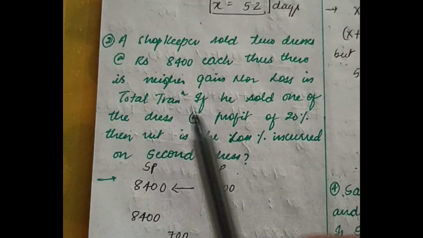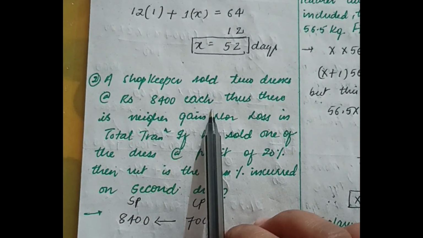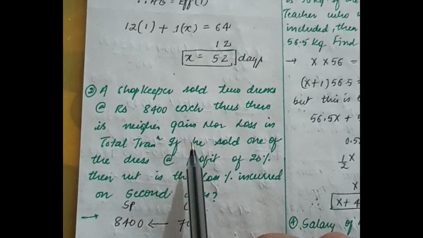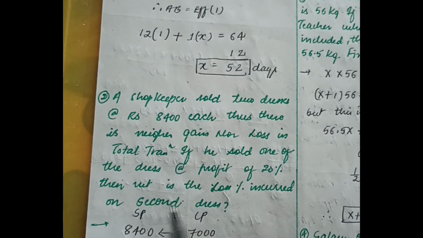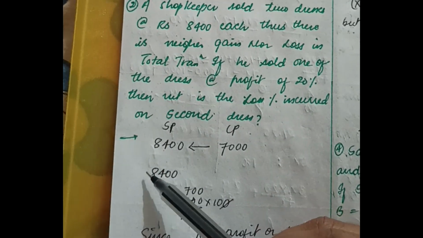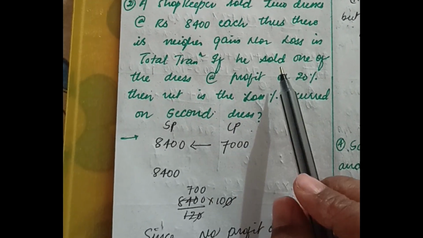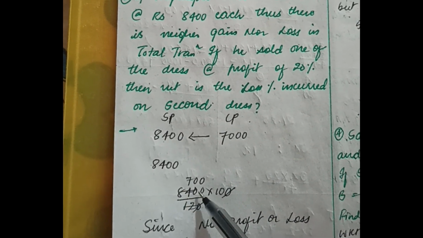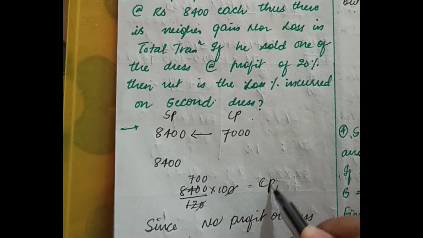Next question. A shopkeeper sold 2 dresses at rupees 8,400 each. Thus, there is neither gain nor loss in the total transaction. If he sold one of the dresses at a profit of 20%, then what is the loss percentage incurred on the second dress? Here they have given the selling price of dress 1 and selling price of dress 2. Since they have given the profit percentage of one dress, we can write 120% is 8,400, and from this, multiplying by 100, we'll get the CP1.